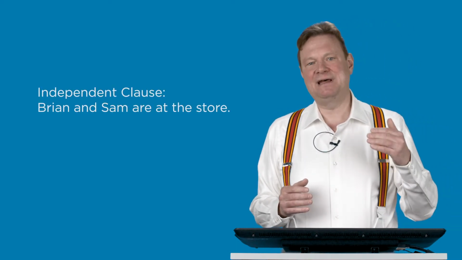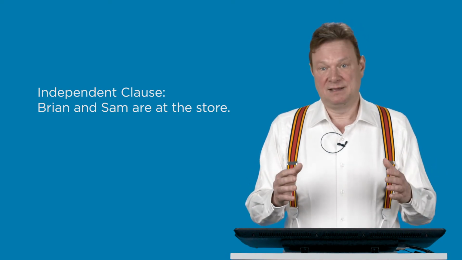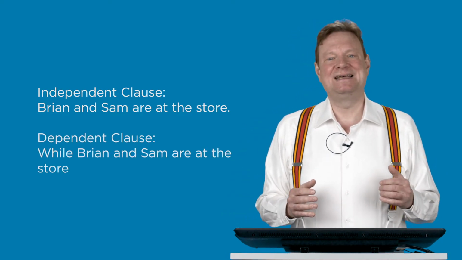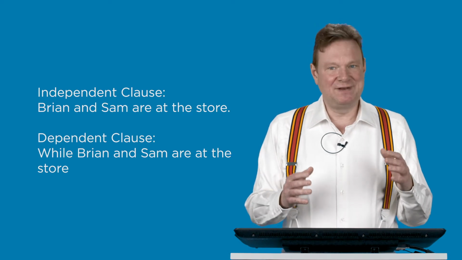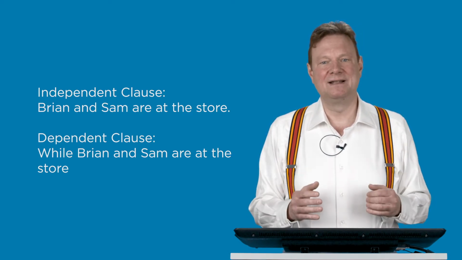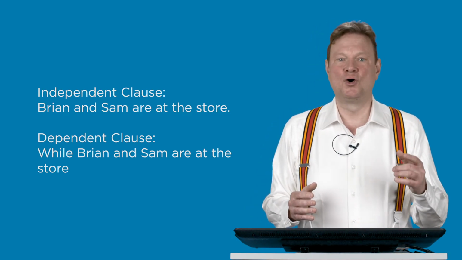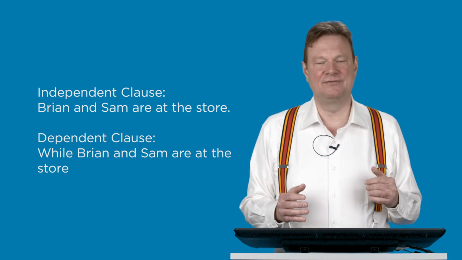For example, Brian and Sam are at the store is an independent clause. If you said, while Brian and Sam are at the store, you have now created a dependent clause. The word while makes it impossible for this clause to stand alone, even though it still has a subject and a verb. Let's look at a few phrases and clauses and see if you can tell which is which.